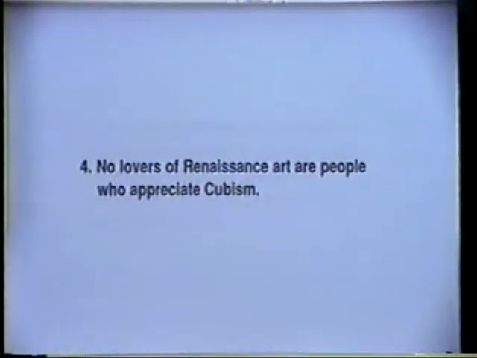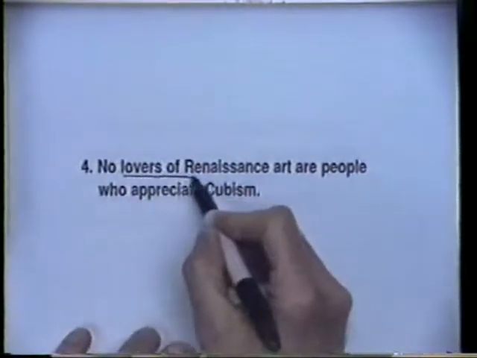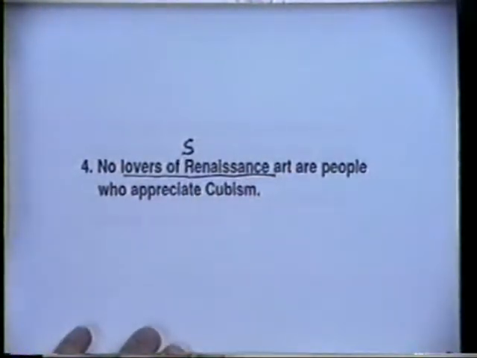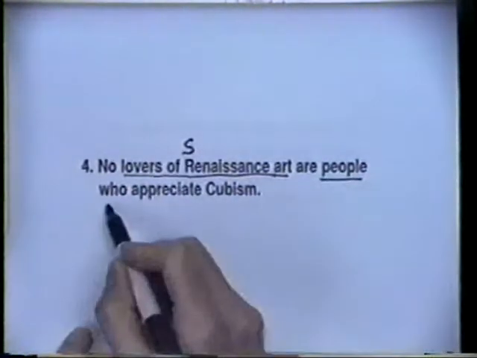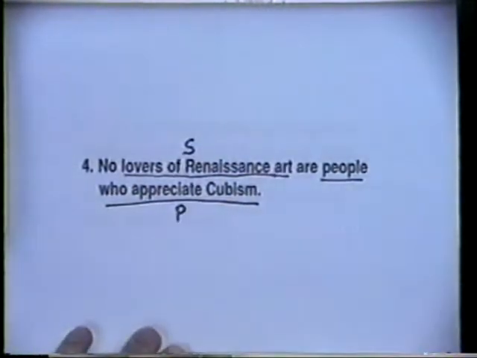And one more of this type of question, number 4. No lovers of Renaissance art are people who appreciate Cubism. Notice that in this one we've got quite long phrases for the terms. The subject term is not Renaissance art, but lovers of Renaissance art. The predicate term is people who appreciate Cubism. That whole thing, because it takes that entire phrase to identify the category.